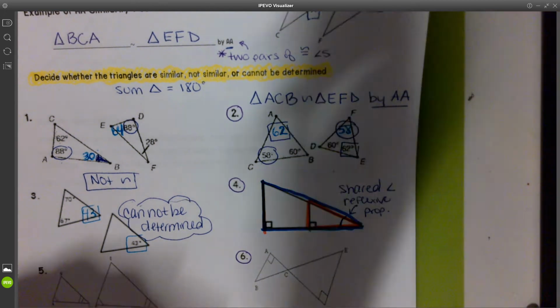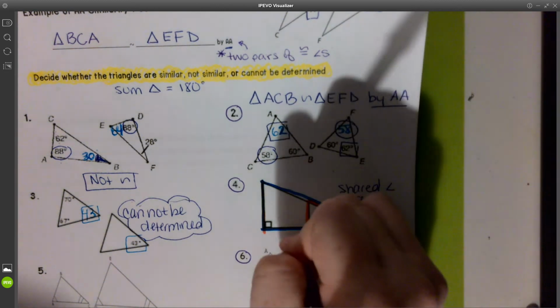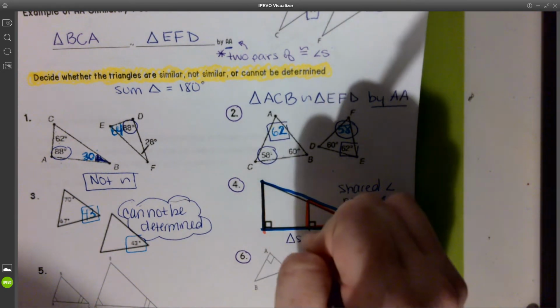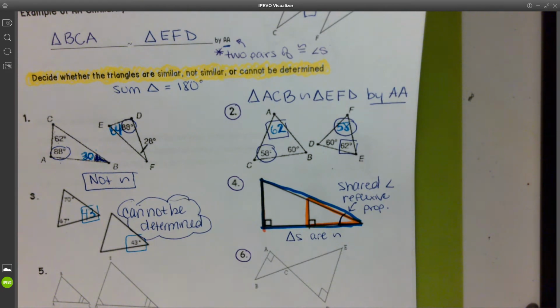Remember, reflexive property is when we share a side or an angle. Now, based on this information, do we have 2 pairs of congruent angles? So remember, we're looking at the blue triangle, the larger one, and the orange triangle, the smaller one. Do I have 2 pairs? I do. So I could say the triangles are similar. I cannot name them. We don't have letters. We don't give letters, so we're leaving it that way.